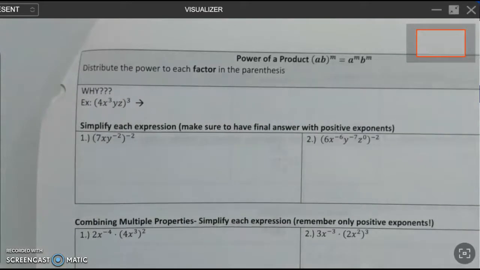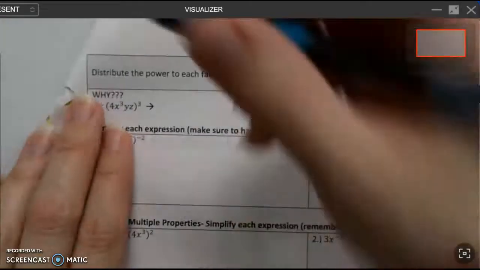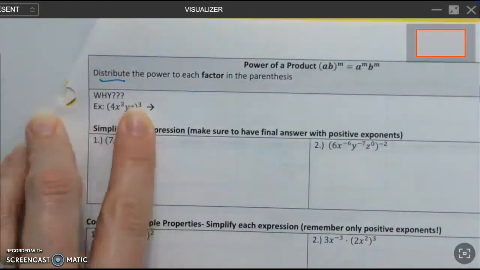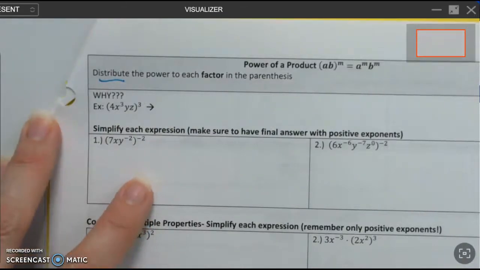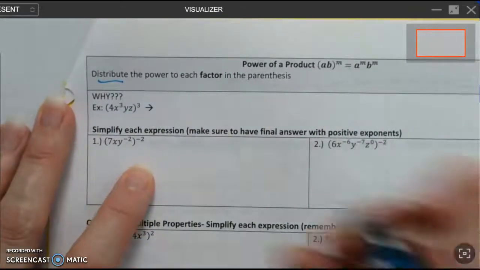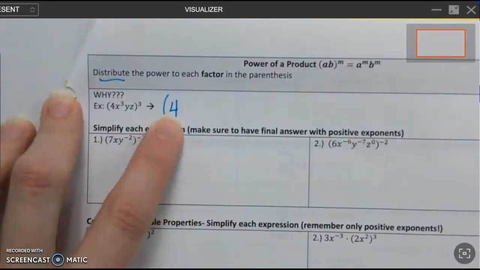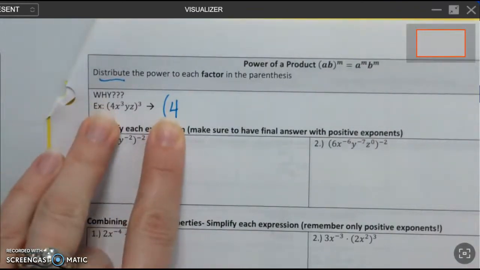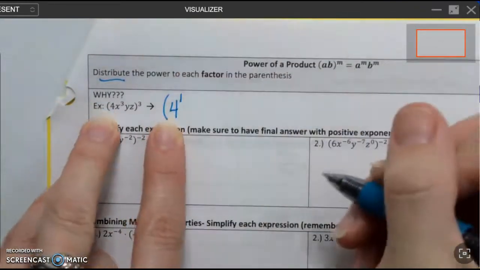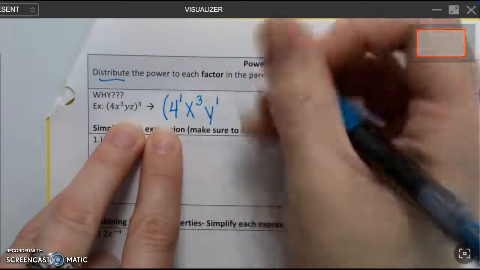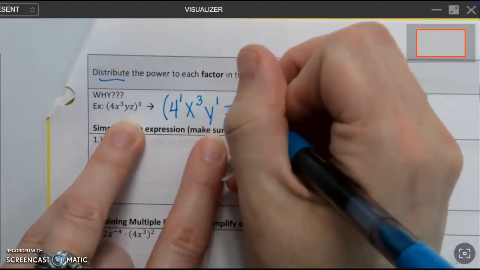Okay? So what we're going to do with that exponent of 3, that power to a power, is we're going to distribute, here's that word distribute, which means give to each. We're going to distribute that power to each one of the factors in the parentheses. Now, just to be clear, each one of these numbers actually has an exponent. Like this 4, even though there's not an exponent written here, this is 4 to the 1st power, x to the 3rd power, y to the 1st power, and z to the 1st power.